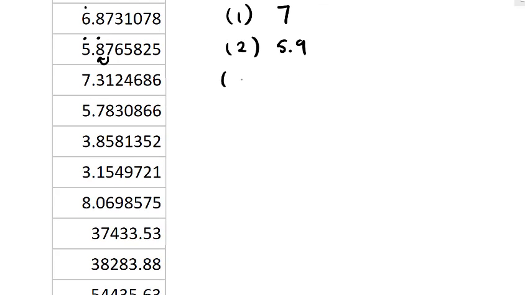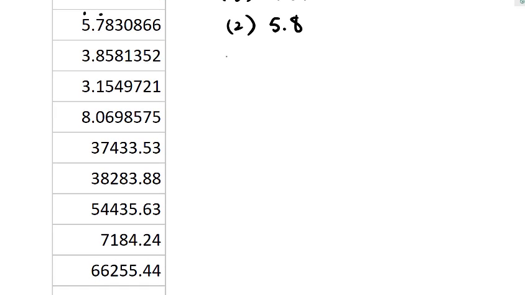Okay, let's go to 3 significant figures, 1, 2, 3, 7.31. Let's go to 2 significant figures, 1, 2, it's going to round up, 5.8. Okay, let's go to 3 significant figures, 1, 2, 3, so 3.86.